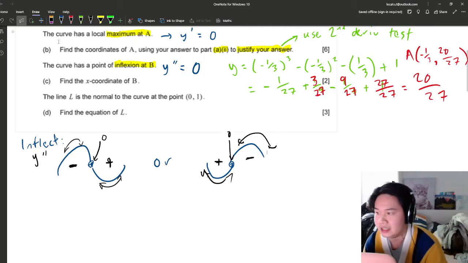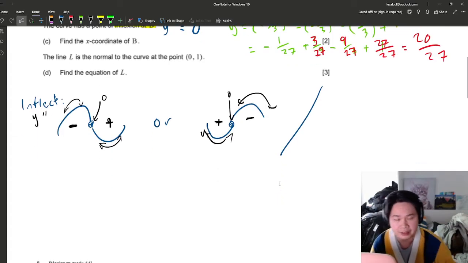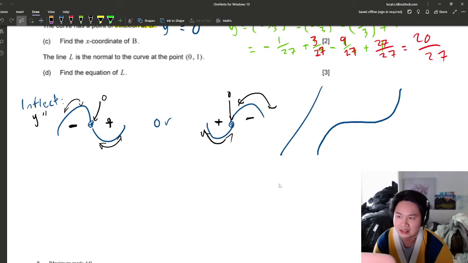So the first requirement is your inflection point has to have a second derivative of 0, and the second requirement is that before and after need to change from positive to negative or vice versa, because there is the other kind of orientation of a graph that would give you a second derivative of 0 that's not an inflection point, and it kind of looks like this.